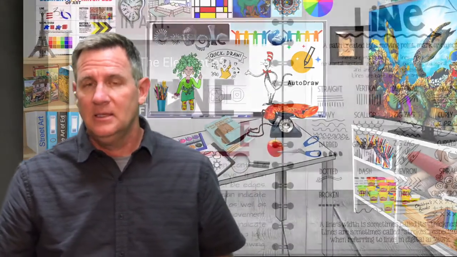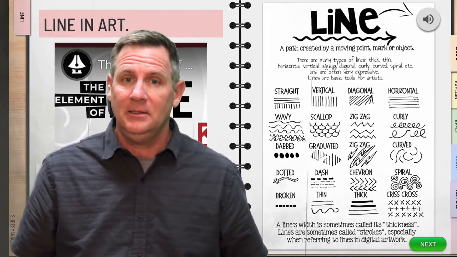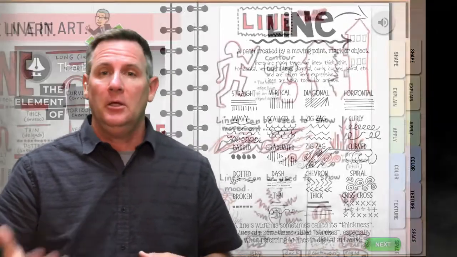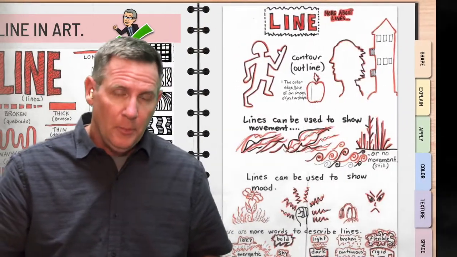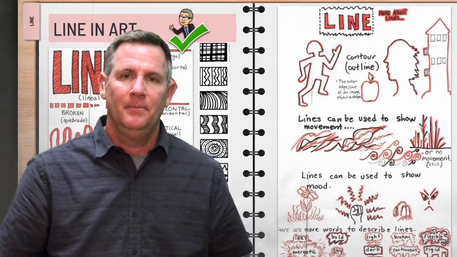Whenever you want to review the different kinds of lines, or to get some ideas on what you can do with the lines, check out your Google Classroom, look for your Elements of Art workbook, and click the Line tab. But for now, let's see what we can do.